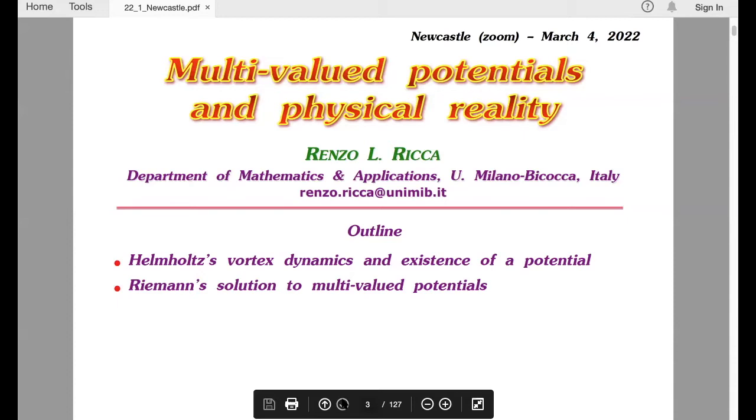Riemann's paper, almost at the same time as Helmholtz's work of 1858, Riemann's 1857, proposed what we may say is a solution to the problem of multivalued functions. And in particular here, I will focus on this word, multivalued potentials.